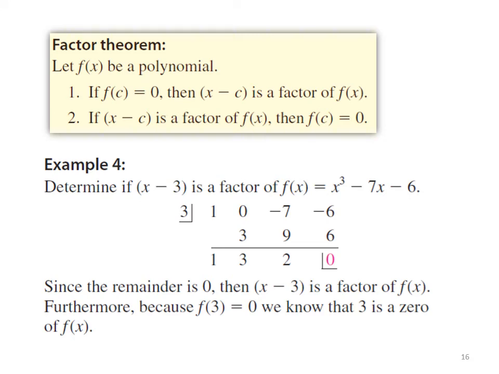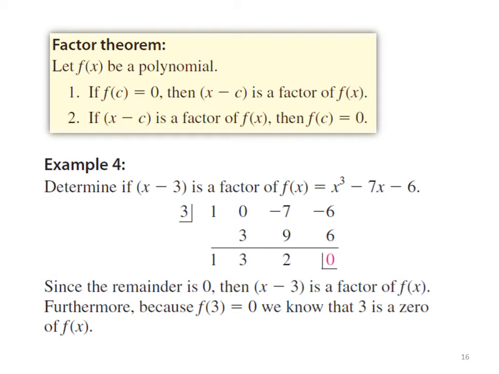We also have the factor theorem. f of x here is a polynomial. If c happens to be a zero, if f of c equals 0, then x minus c will be a factor. What does that mean? If you divide the function by x minus c, the remainder will be 0.